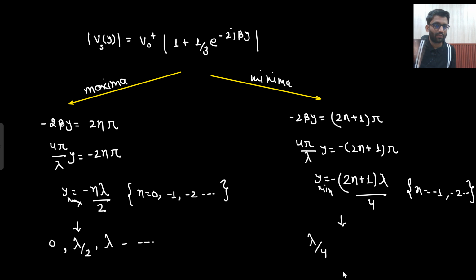Then what will I put? n equals to minus 2. If you put n equals to minus 2, what are you getting? Minus 4 plus 1, minus 3, so 3 lambda by 4. In that manner you need to go. Then 5 lambda by 4, these values you will get.